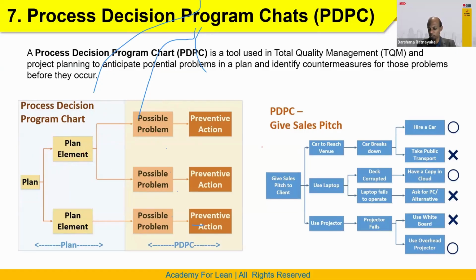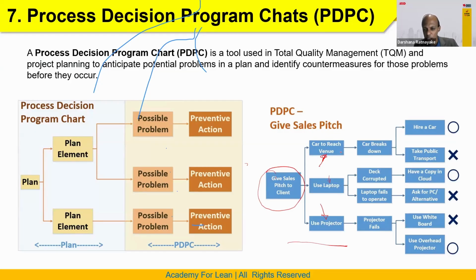Now, we'll go to this example, then you will see. Let's say you are in a marketing department. You want to go to some place, and you need to give a sales pitch or a sales talk discussion. So that is your activity, that is what you are going to do. To do this, you need to buy a car, then you need to use a laptop to do the presentation, and use a projector. This is called the planning phase.